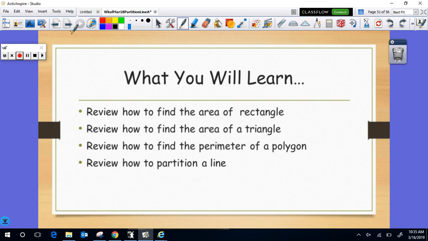Alright, so what we're going to review is how to find the area of a rectangle, how to find the area of a triangle, how to find the perimeter of a polygon, and how to partition a line segment. We can't partition a line, but we can partition a piece of a line.